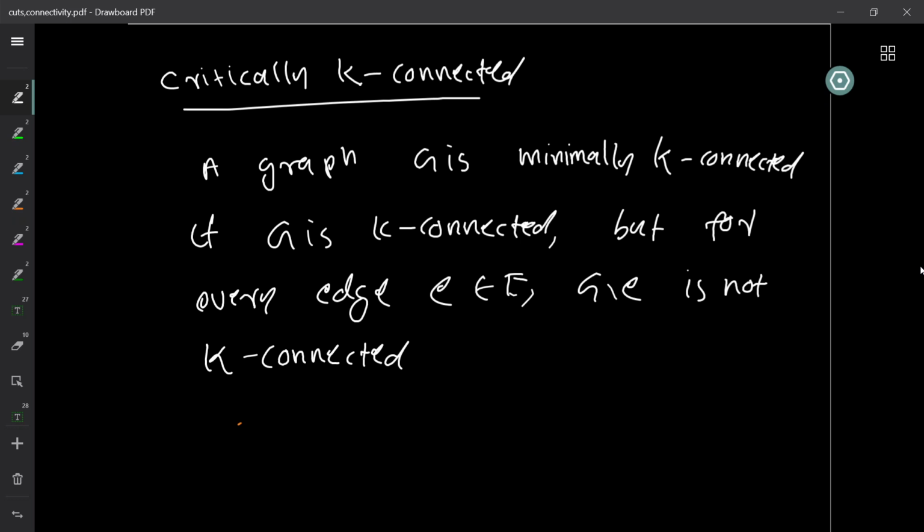So you stop just before removing that edge, and for such graphs, I know that if I remove any edge, it is not k connected, but the graph is k connected. That is called a critically k connected graph, or minimally k connected. So a graph is minimally k connected if it is k connected, and for every edge e in the graph, G minus e is not k connected.